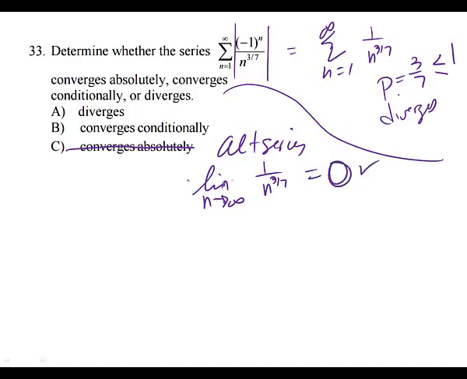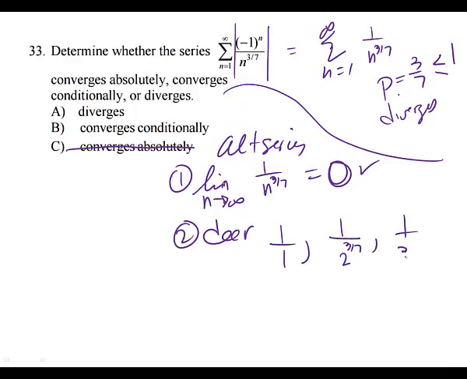So that's the first thing I'm supposed to check. The second thing I have to check is for decreasing terms, right? So let's start putting some numbers in. It says I'm supposed to start with 1. So 1 to the 3/7 is still just 1, isn't it? Then it would be 2 to the 3/7, and then it would be 3 to the 3/7.